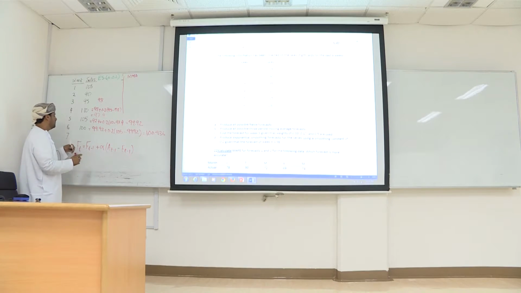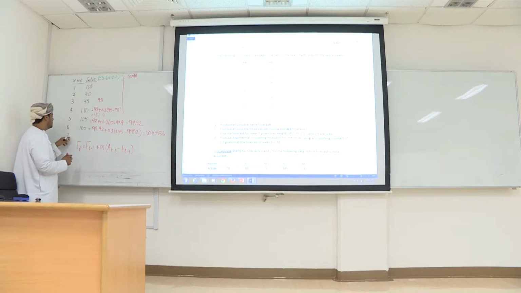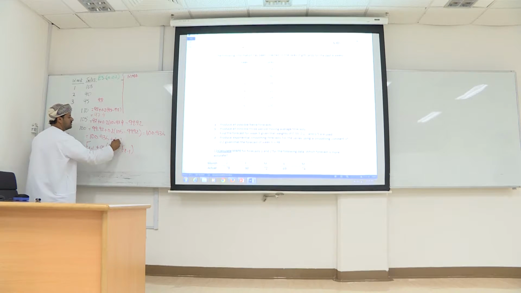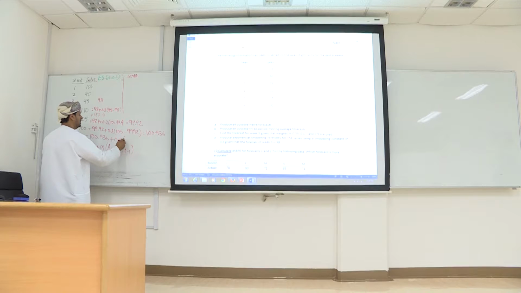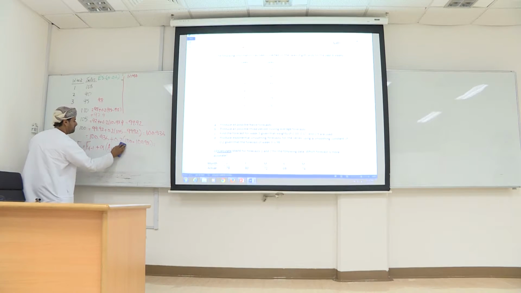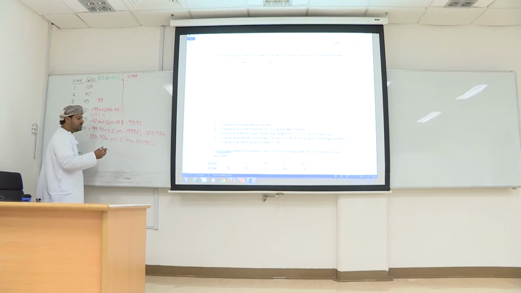Okay, so for week 7, we can find the forecast. You see, this one doesn't have an actual, but you can find the forecast for it, of course. That's the main aim of forecasting, to be able to find a forecast for a period in which you don't have an actual. Okay, so this one will equal the previous forecast, which is 100.936, plus 0.2 multiplied by the actual, which is 100, minus 100.936. That equals how much?